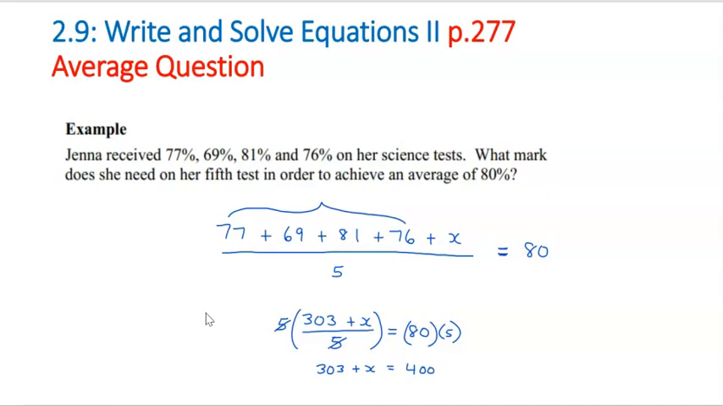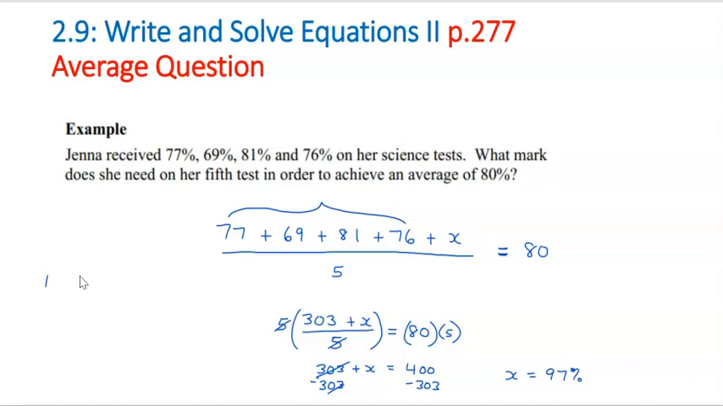Now we know how to solve this. We need to isolate the variable through subtraction on both sides of the equation. And so the 5th mark, x, is equal to 97. So yes, she needs a big number there on her 5th test. In order to have an 80% average, she needs 97%.